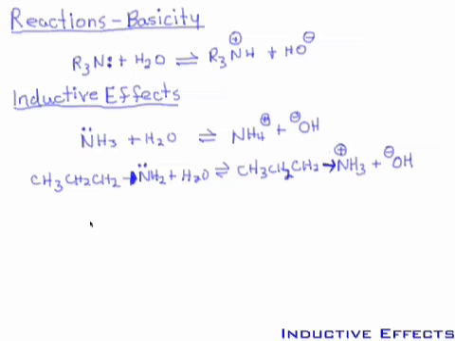So electron releasing effects can increase basicity. If a group is placed on nitrogen that donates electrons, the basicity of the amine increases. However, suppose I put an electron withdrawing group, like a fluorine, or chlorine, or something that withdraws electrons.